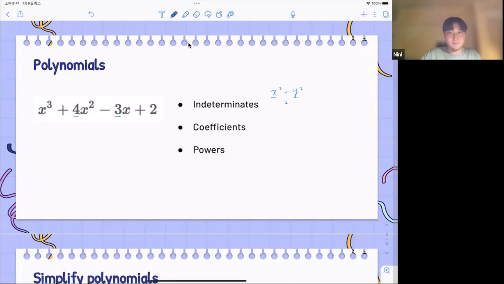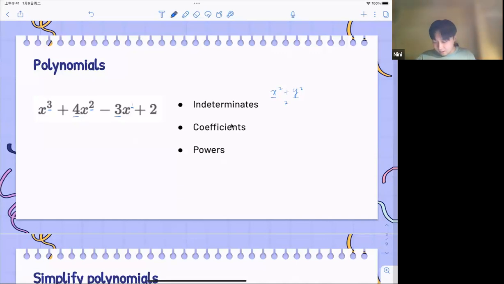The last one is the powers. If you remember the concept of powers from the first day. We can see here, how many powers do we have? We have x to the power of 3, right? So this is to the power of 3. And we have this one here, which is x to the power of 2. And we also have x to the power of 1 here, right? Those are powers. So these are the three major factors for our polynomials.